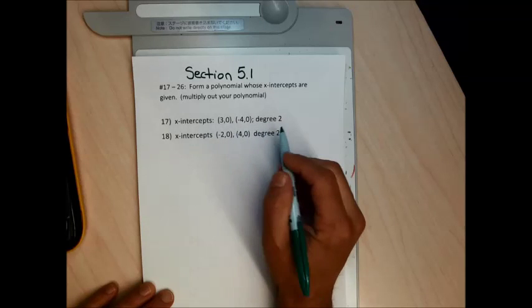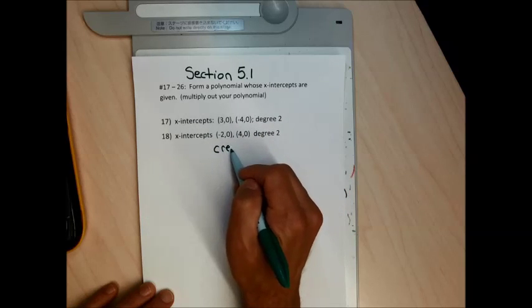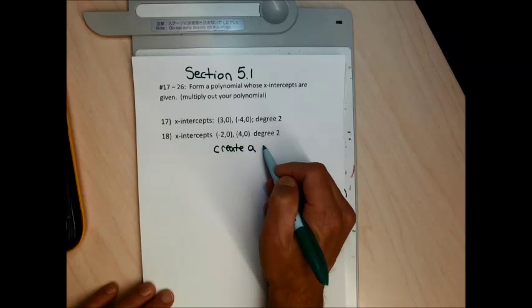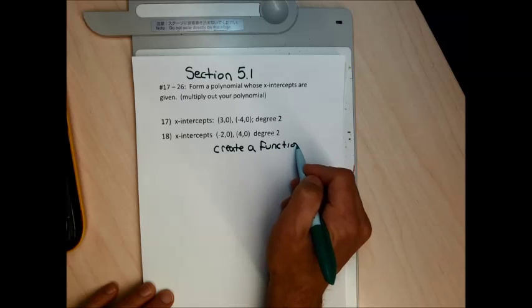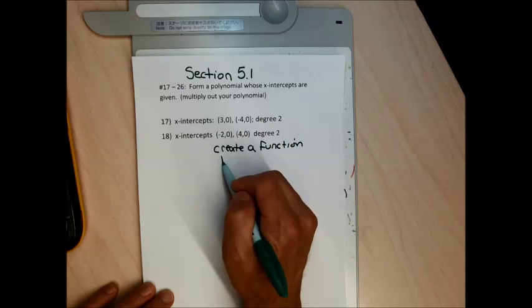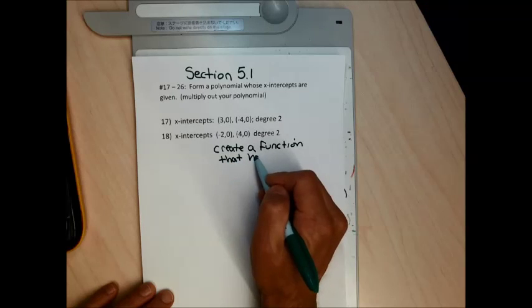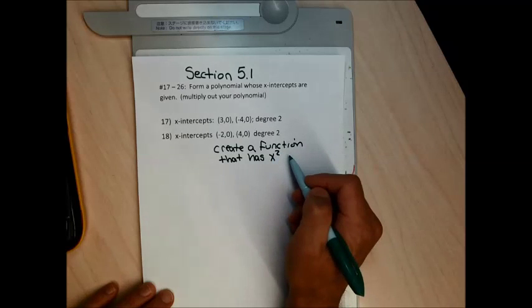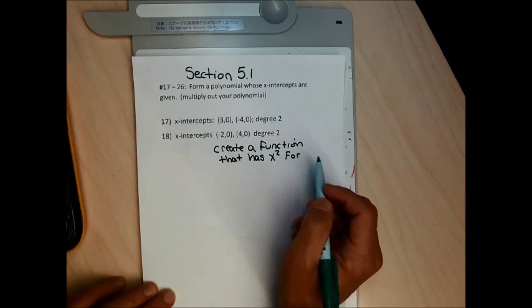So I'm going to create a function, a polynomial, that has x squared for the highest power of x. It may have a number in front of the x squared, but it probably won't. Some of the problems it will, but this won't.